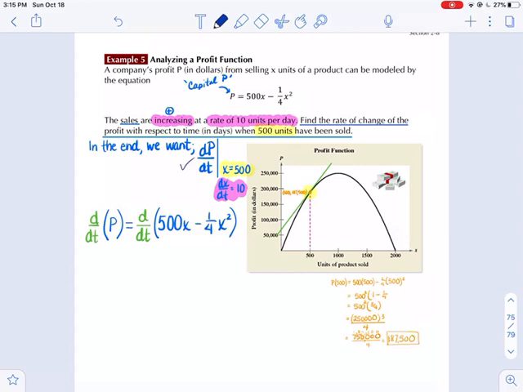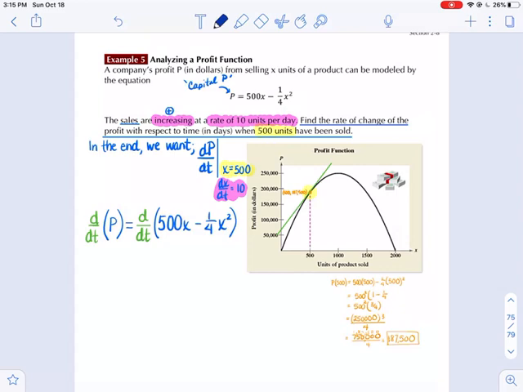So if you look at the notation I have given you here, we've got dP/dt with that vertical line, which means such that. We want to find dP/dt evaluated at x equals 500 and dx/dt equals 10, and it's 10 units per day.